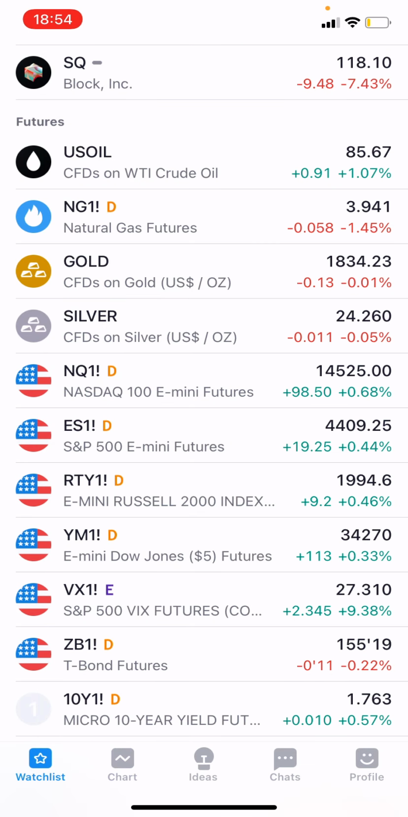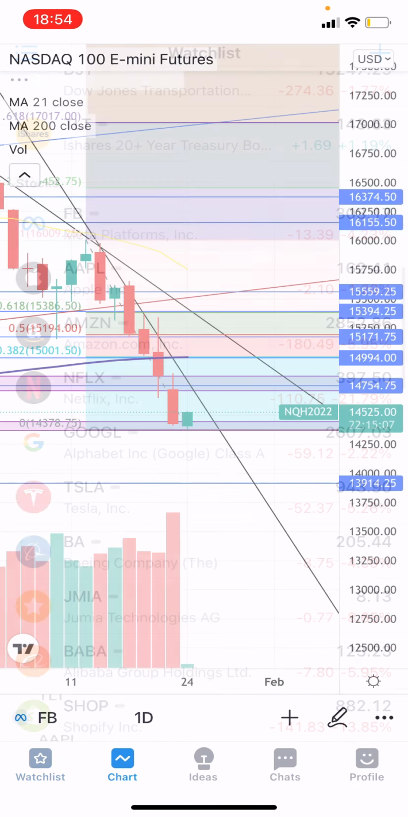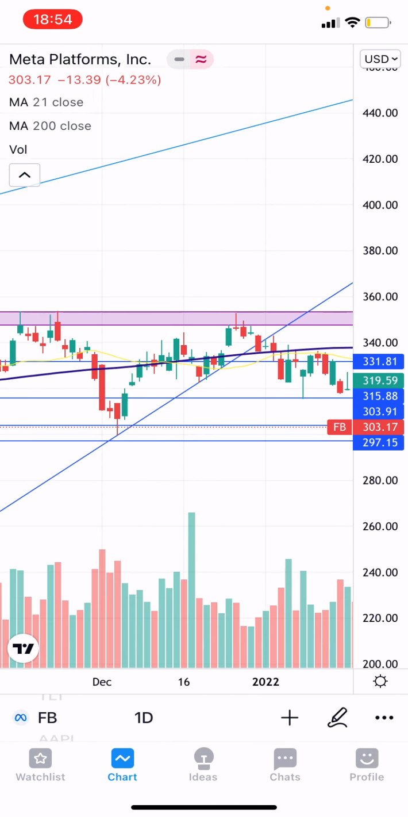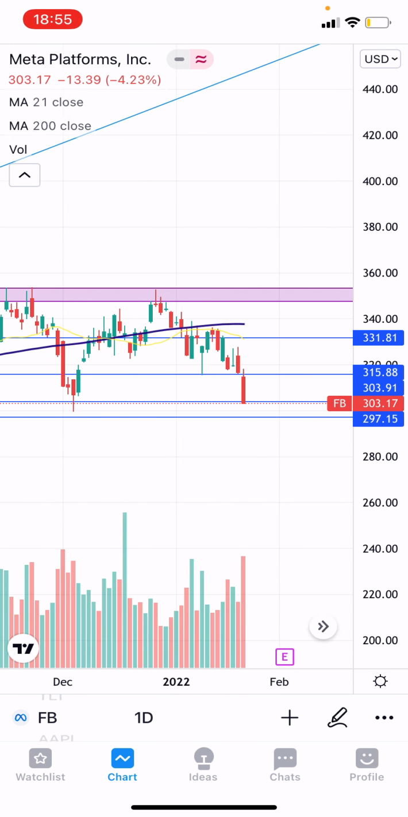Okay, let's take a look at one other name. I don't want to talk just about the Nasdaq. So here's Facebook. Let's get rid of this trend line here.